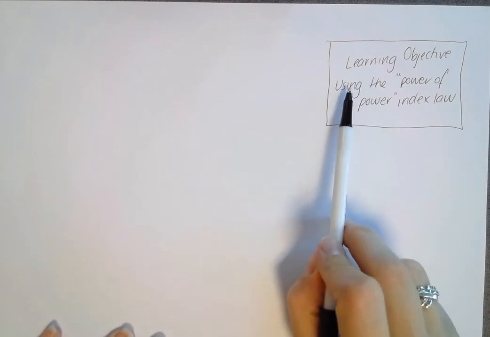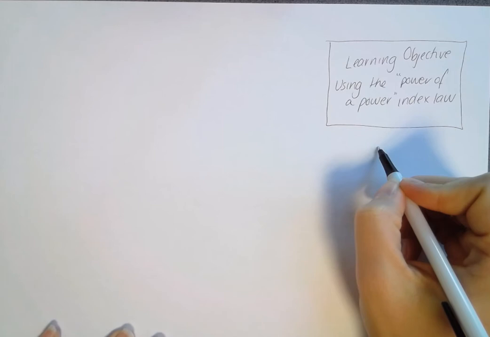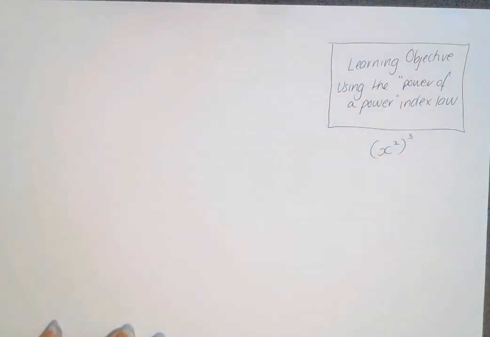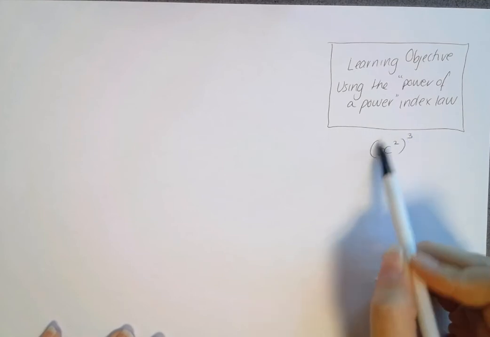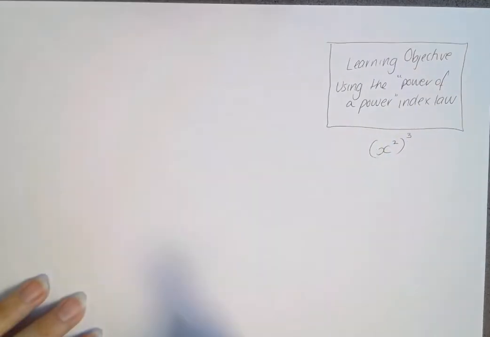Alright, our video is looking at the power of a power index law, and that's when we're looking at things that look a bit like this. If we've got brackets at play, we've got a power working on a term already with a power, so a power of a power. Alright, let's actually do this one.